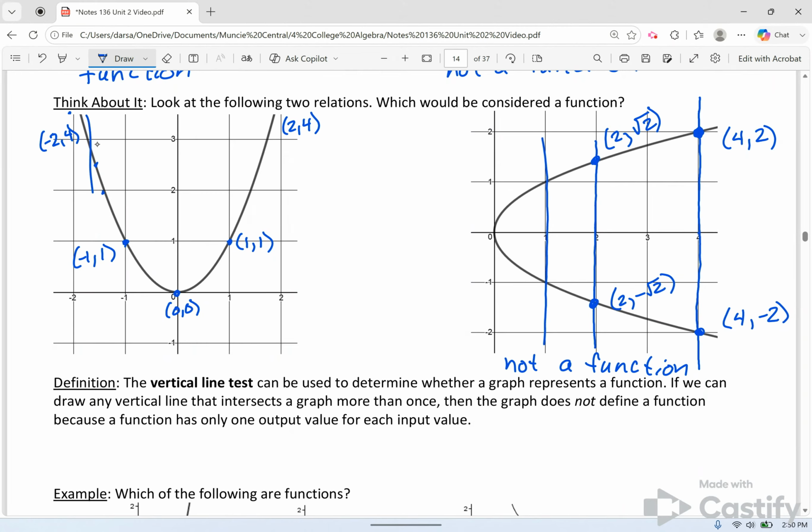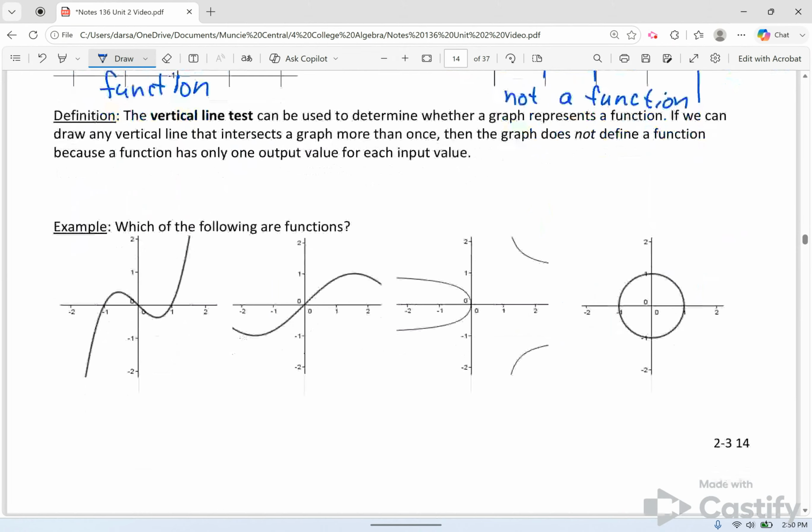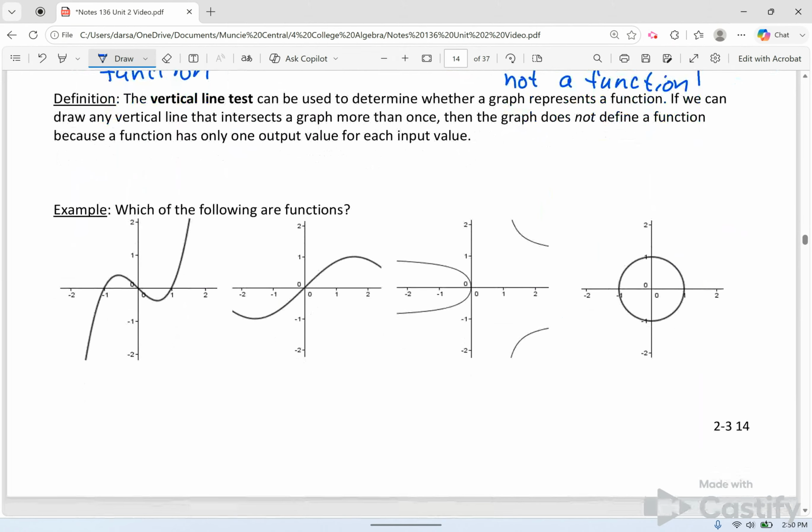Whereas over here, every vertical line that I draw only goes through one point. I can't draw a vertical line through two points, so this one is a function. So this is called the vertical line test. If you can draw a vertical line through two points or more, it is not a function. That is the vertical line test. So let's quickly look at these guys right here and determine function or not.